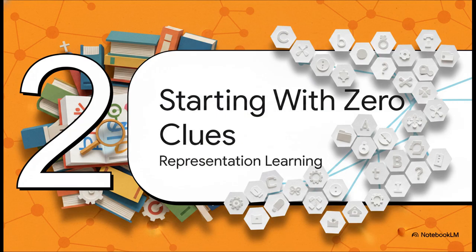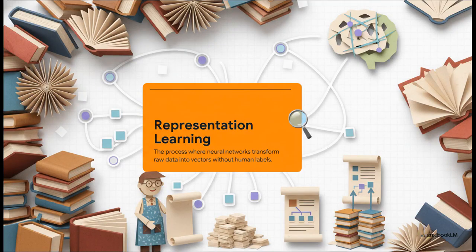Our librarian has to start somewhere, right? And the way they do it introduces us to one of the most important ideas in all of modern AI. And that big idea is called representation learning. It's basically the process where the AI teaches itself. It figures out how to take all that messy, raw data, all those books in our library, and automatically build its own internal map of how everything connects. And the really crucial part? It does all of this completely on its own, with zero human help.